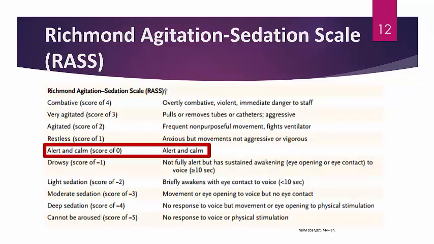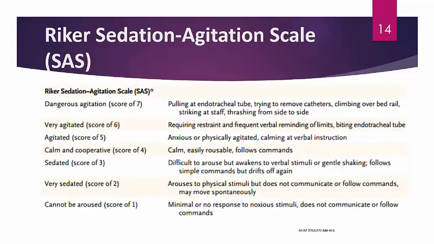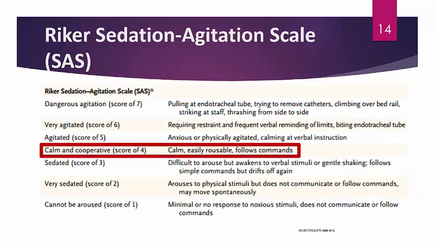So instead of the score being from -5 to +4, as we saw with the RASS, with the SAS scale we're actually from a score of 1 to 7. Scores below 4 indicate sedation, scores above 4 indicate agitation, and 4 indicates essentially alert and calm. So if we look at the scale here, that alert and calm, or calm and cooperative level, is at 4 on the SAS scale, and that's important to remember.